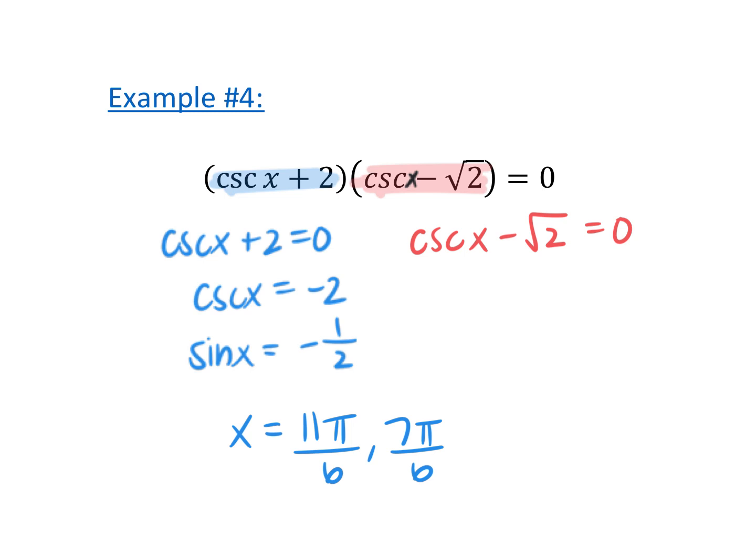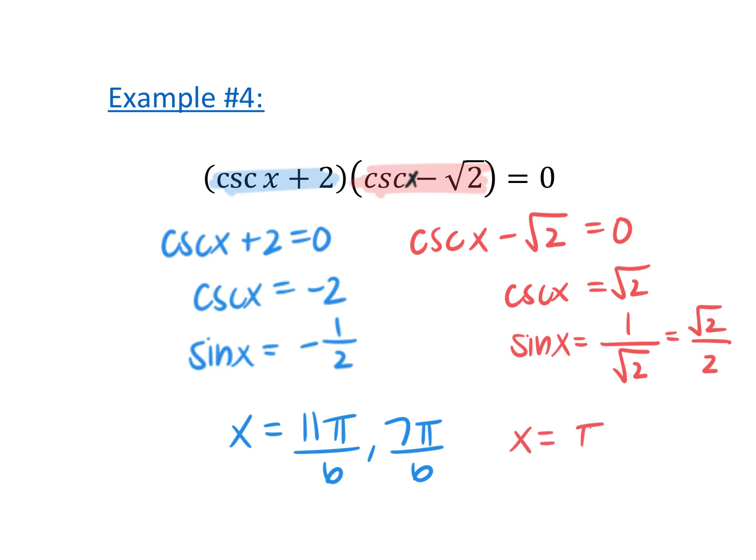Okay, the next one's going to be very similar, except it's going to be equal to the square root of 2. So then I'm going to flip that. So sine of x is actually equal to 1 over the square root of 2. Now, that's the same thing as what? 1 over square root of 2. Root 2 over 2, right? So if I look at my gold sheet, look at my unit circle, where am I going to have an angle that's going to give me a positive square root of 2 over 2? Pi over 4 and 3 pi over 4.